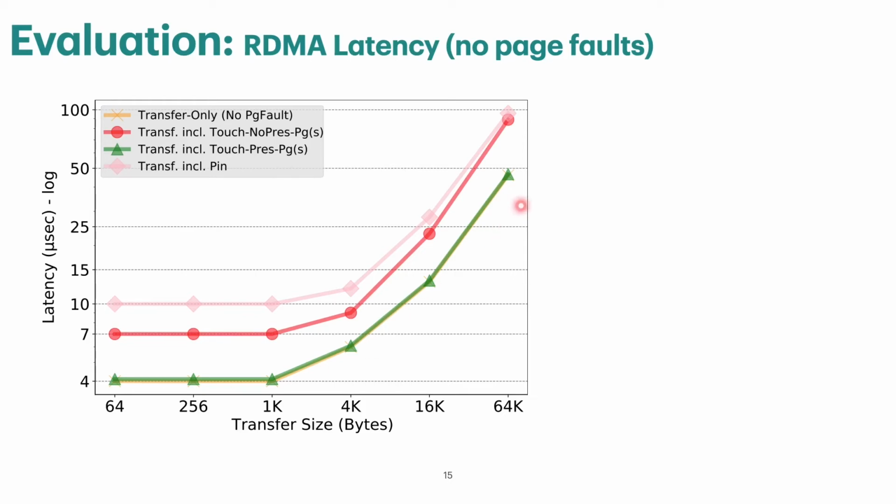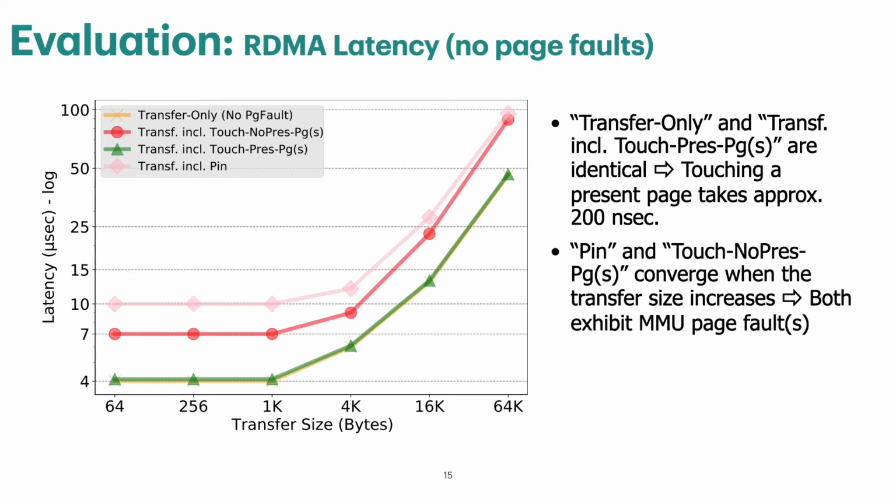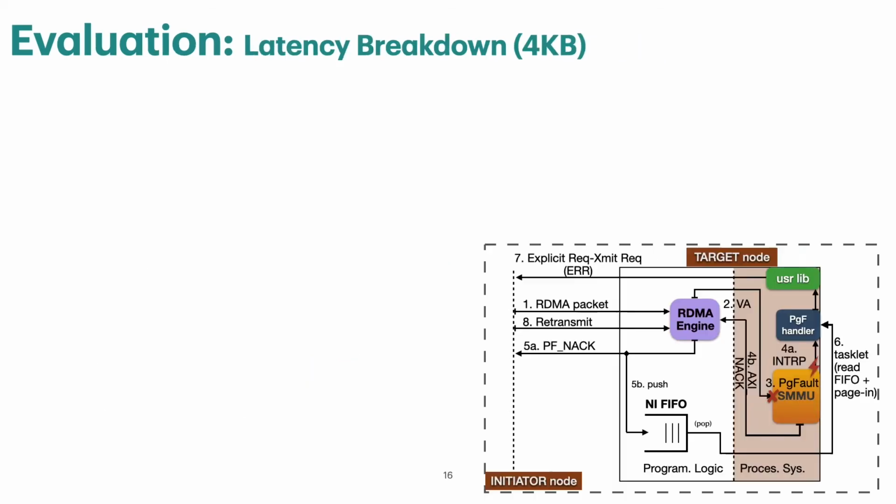So we see here that they have an almost identical pattern, and that is because touching a page that is already in memory costs approximately 200 nanoseconds. In the blue color, we see the transfer including the overhead of pinning a buffer. This also involves a minor MMU page fault, and that is why at some point when the transfer size increases, they converge.